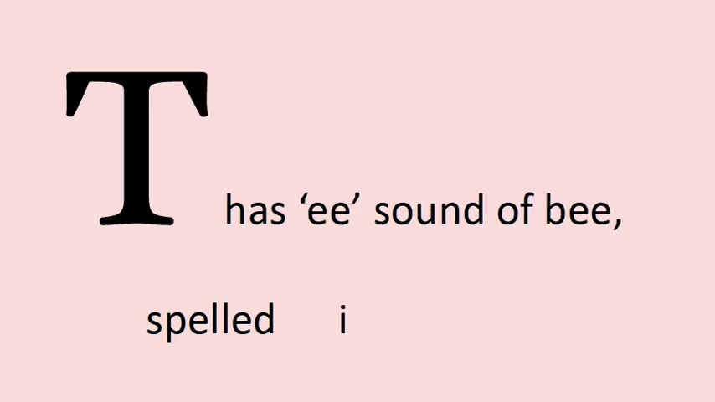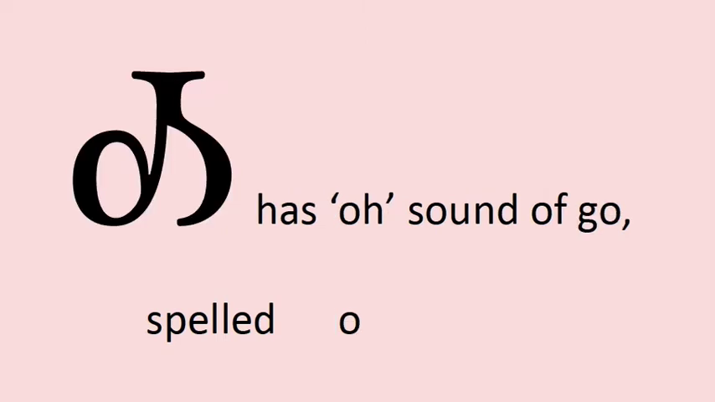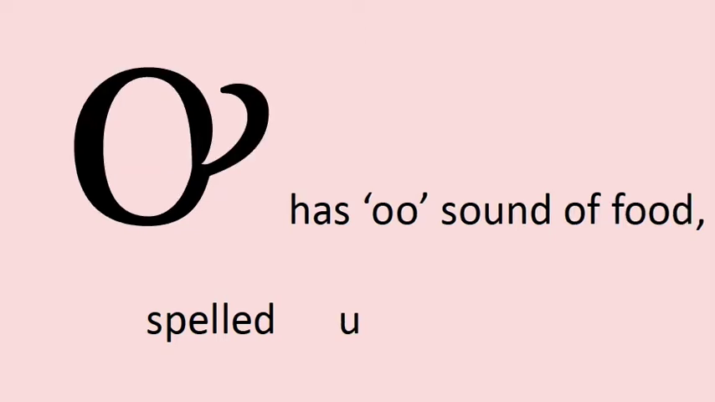This one is the E sound of bee, and it is spelled with an I. E. O has the sound of go, and it is spelled O. O. U has the sound of food, and it's spelled U. U.